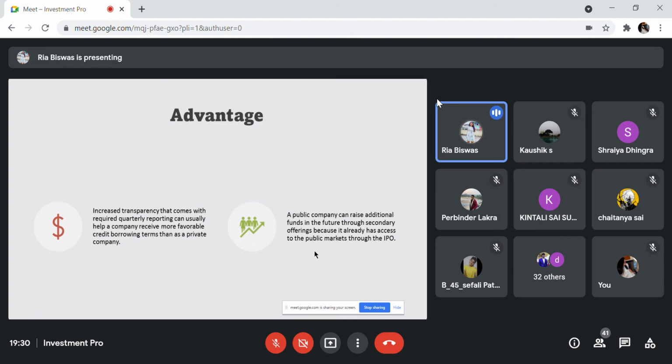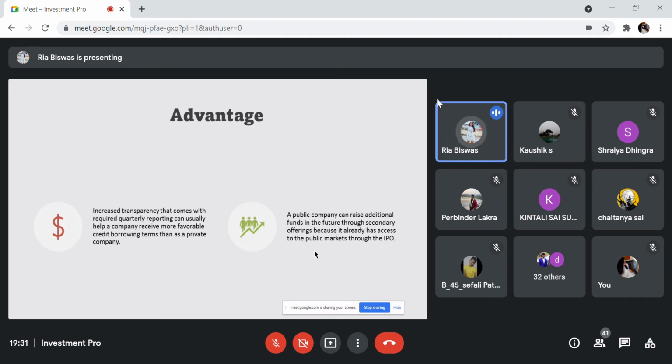Okay. So while we are going to invest in this company, their credit worth would get high. As compared with a private company, the credit worth or the credit borrowing terms would get high. So obviously, if Raj and Simran are going for an IPO, the credit worth borrowing percentage would get high. That would benefit them in the future.